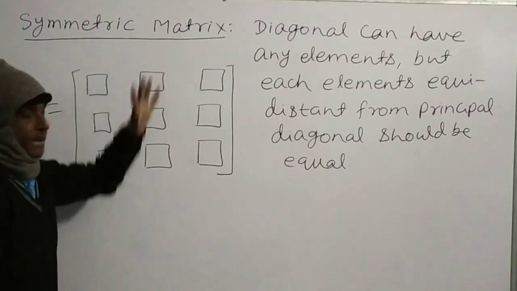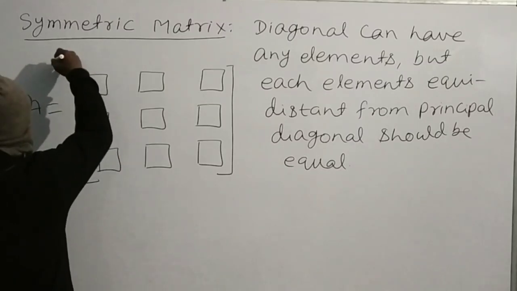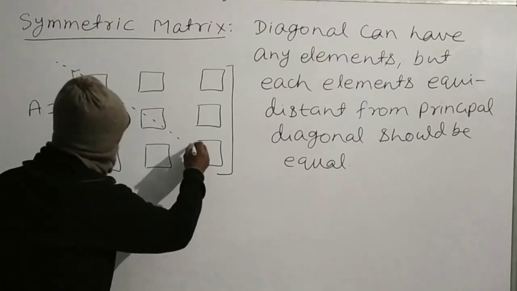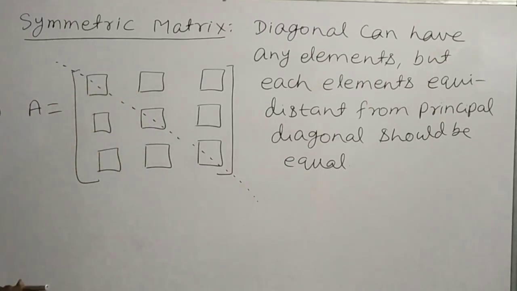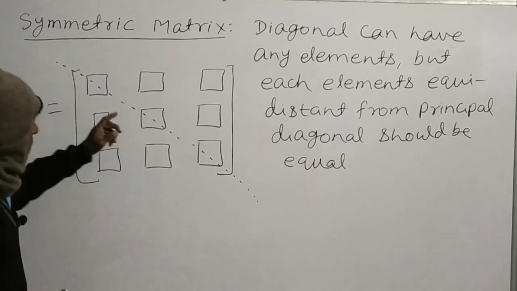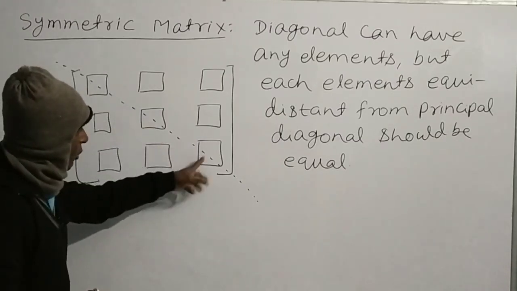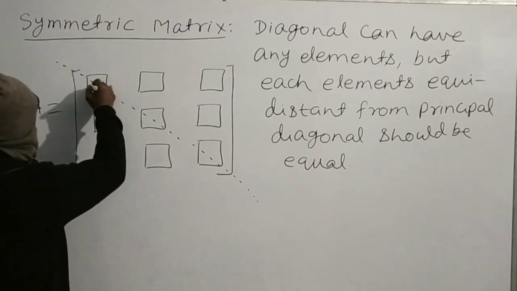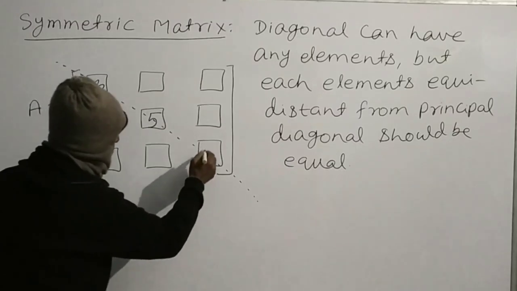Symmetric matrix. This is the principal diagonal of this square matrix. We can write any number at this place, or this place. Suppose we write here 3, we write here 5, we write here 9.